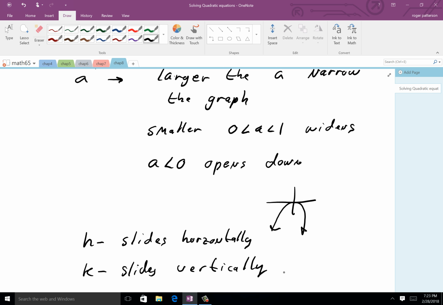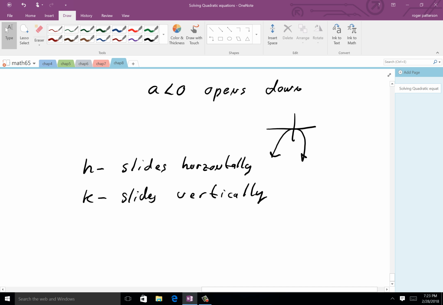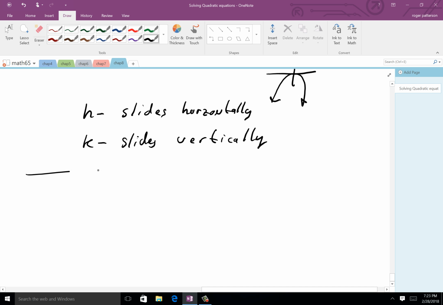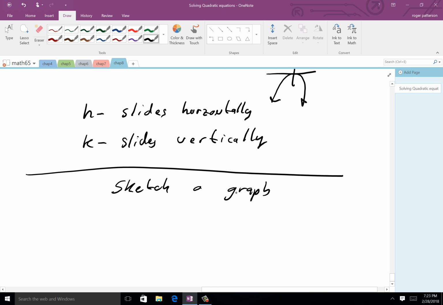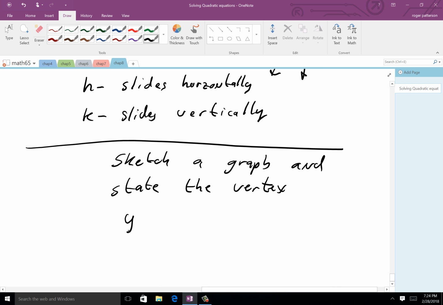And what's this form called again? Vertex form. Vertex form, okay. So if we're asked to sketch a graph and state the vertex, here we go: y equals 2 parentheses x plus 1 squared minus 3.